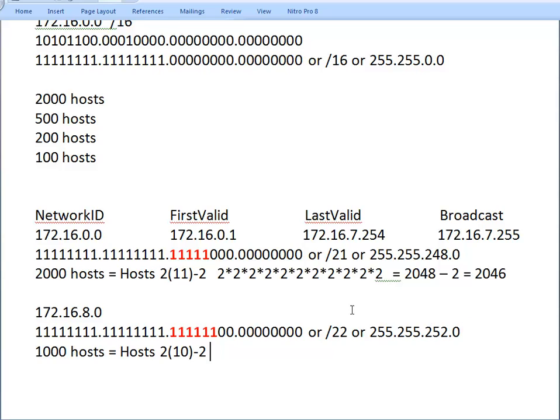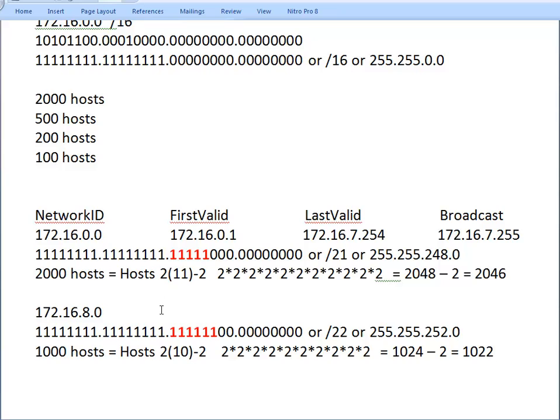Now 2 to the power 10. Copy this bit here. I'll just remove 1. There you go. And this will be 1024 minus 2, 1022. Okay, excellent. So if we need 1,000 hosts, we need to reserve 10 zeros. 2 to the power 10 is 1024, minus 2 is 1022.